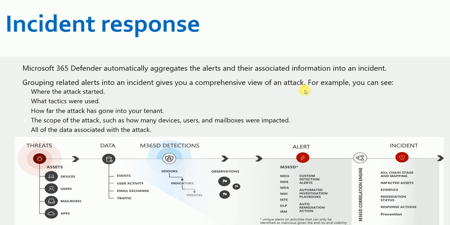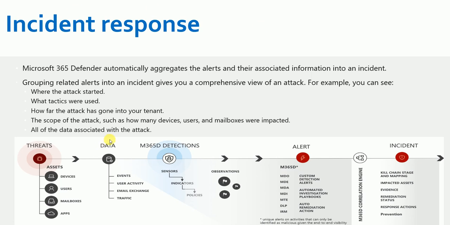For example, you can see in the flow. So you can get in the report where the attack started, what tactics were used, how far the attack is going into your tenant, how many machines are impacted, like that, the scope of the attack, such as how many devices, users, mailboxes are impacted, and all the data associated with that attack. So that's how this engine works to detect or react on your incident.